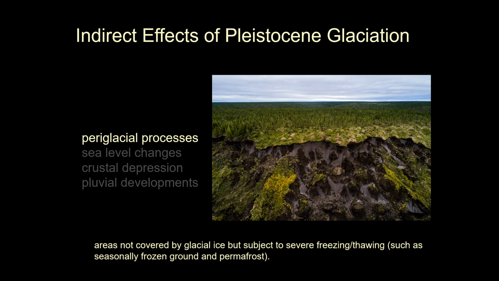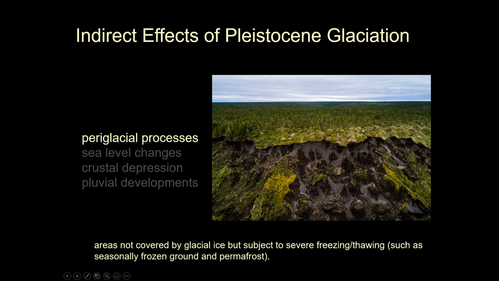Let's talk a little bit about some indirect effects of Pleistocene glaciation. These are things that aren't necessarily tied to snow and ice covering the place where you are, but there are a couple things that I wanted to mention. One are the periglacial processes. These are areas not covered by glacial ice, as I say in the caption, but subject to severe freezing and thawing, such as seasonally frozen ground. That's ground that freezes in the wintertime, and then permafrost, that's ground that stays frozen all the time. So here's a view of some permafrost here.